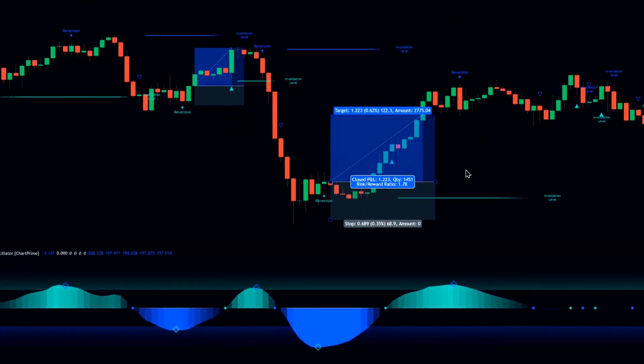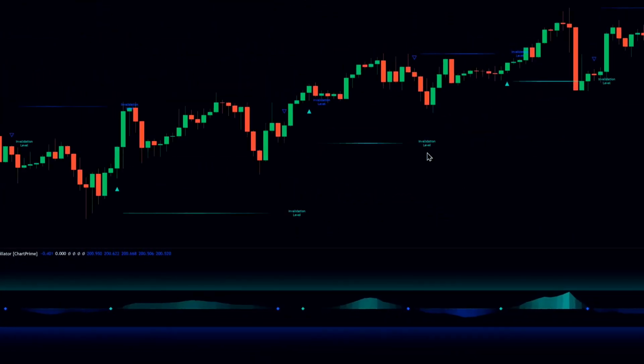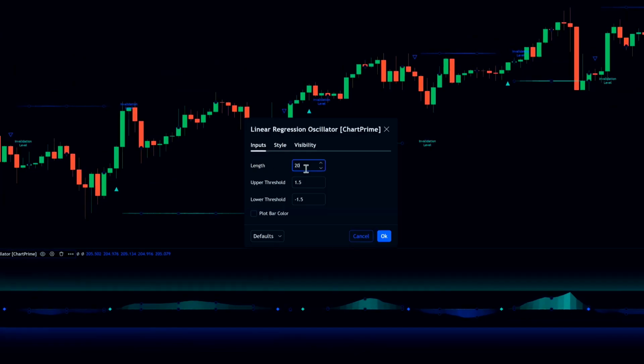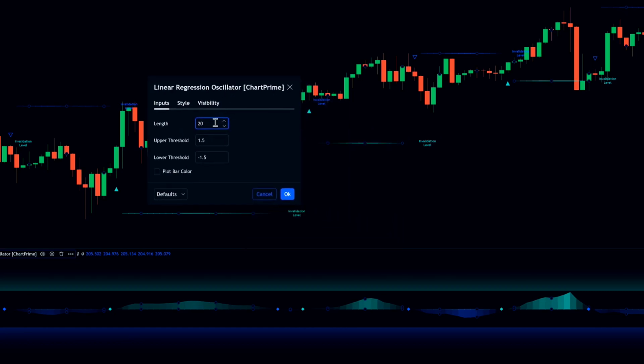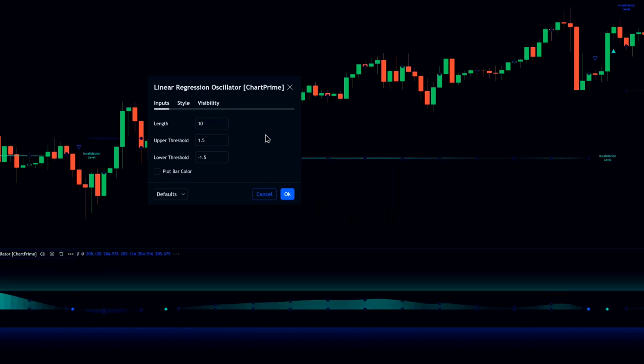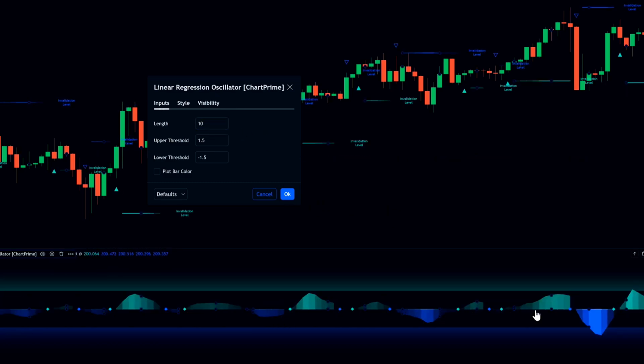Now let's talk about trading with this indicator. Before that, let's check out the settings. When you open up the input tab, you'll find the length setting, which defaults to 20. We'll stick with this value since it strikes a balance between responsiveness and smoothing. A longer length smooths the oscillator but might introduce lag, while a shorter length makes it more reactive but noisier.